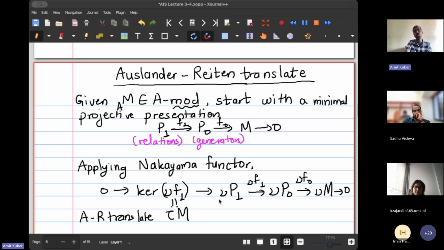And then new takes projectives to injectives. So new P1 is injective, new P0 is injective, and we are talking about a map between them, new F1. So it's a map between injectives and we are taking a kernel. The more you think about it, it will become clear that this process can be done in both ways. You take a map between projectives and then you obtain a map between injectives. On one side you take the co-kernel and for injectives you take a kernel. So this is the so-called Auslander-Reiten translate.